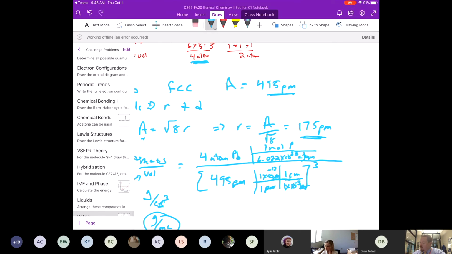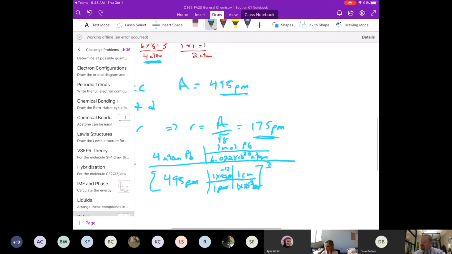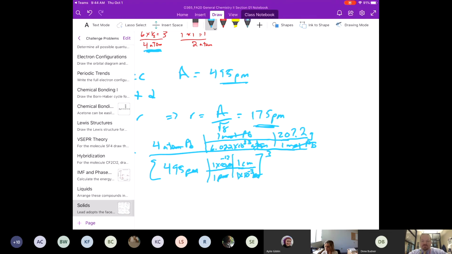in 1 mole of lead. And for every 1 mole of lead, it has a mass of 205. Oh, and by 205, I mean 207.2 grams. Everybody follow me with that?